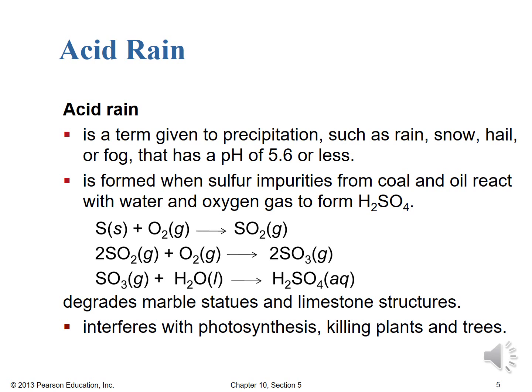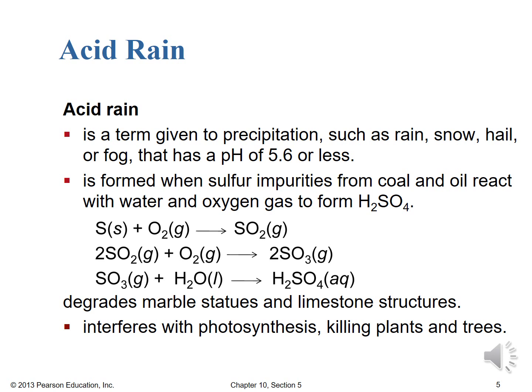And this has become a problem since industrialization, where we started to have the burning of hydrocarbons for energy and sulfur impurities from coal in particular, or oil, whatever your carbon source is there. When it interacts with water and oxygen gas in the atmosphere, it forms sulfuric acid, which is one of our 6 strong acids if you think back to our second section here of chapter 10.